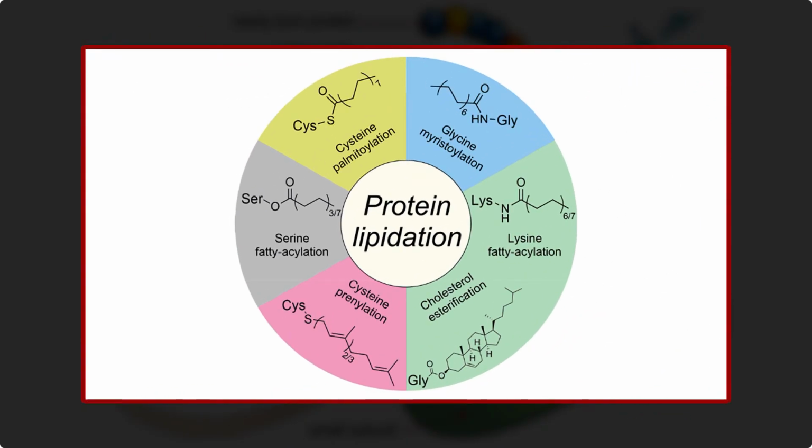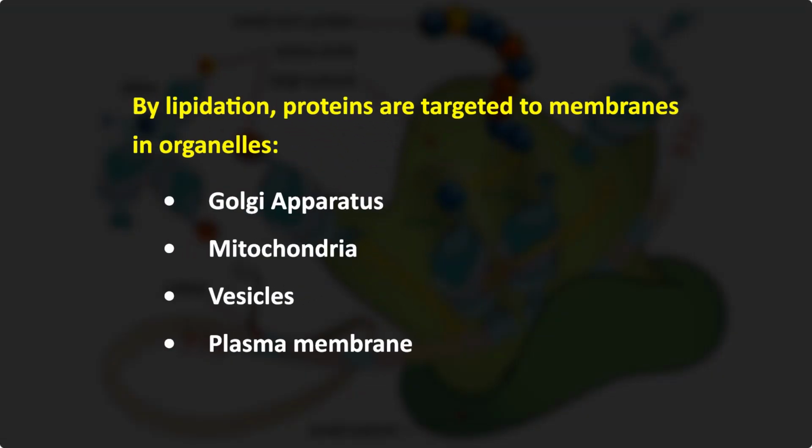Dear students, let's now discuss another post-translational modification in detail, that is lipidation. An important class of post-translational modifications called lipidation includes covalent attachment of lipids to proteins. The first report of the covalent modification of proteins with lipids dates back to 1951. By lipidation, proteins are targeted to membranes in organelles such as Golgi apparatus, mitochondria, vesicles, and plasma membrane.